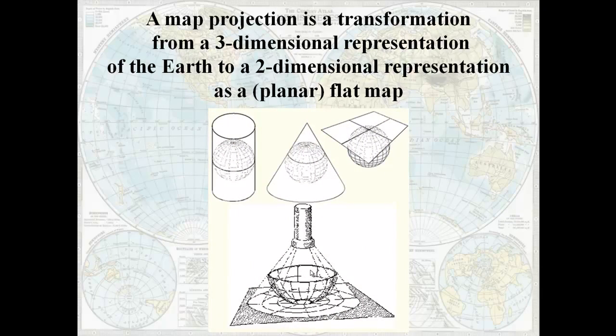You can kind of imagine this graphically as an old-style projector. This is an old-style projector. This is the Earth cut in half. The projector shines its light through the Earth and projects it onto a surface. And so in this case it's projecting the Earth onto a flat surface. That will end up being called an azimuthal projection.